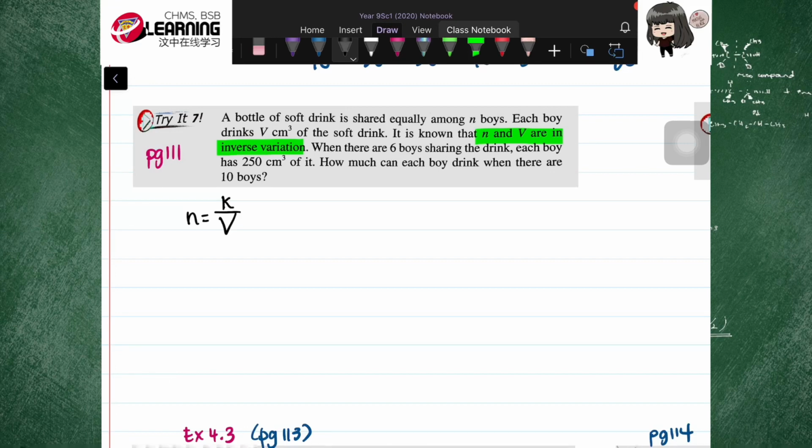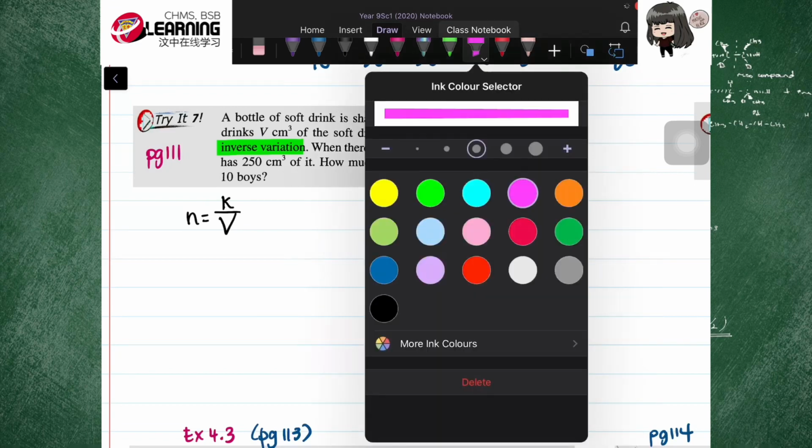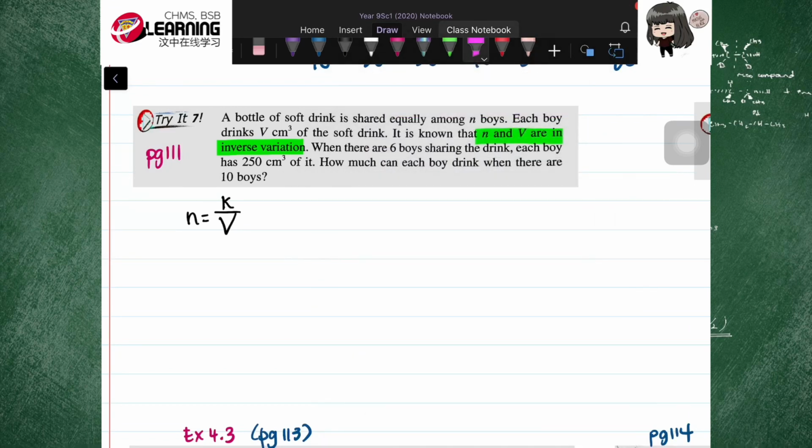So first we need to find the k. How do we find the k? Look at the question again, see what they give you. When there are 6 boys sharing the drink, each boy has 250 centimeter cube. Now you identify which is your n and which is your v. n is boys, so 6 is your n, and 250, since it's a centimeter cube, is obviously a volume, v.